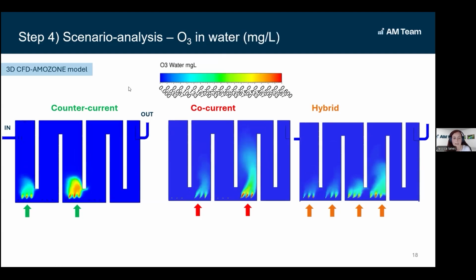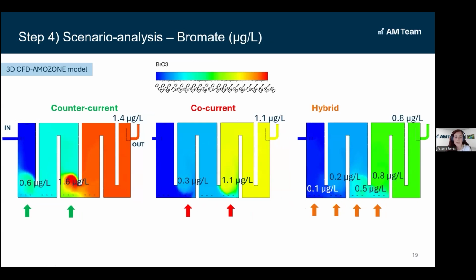Similarly, we can observe the same thing for the ozone concentration in the water. So with ozone, in the counter current and the co-current, we have the same behavior, with the ozone more pushed towards the bottom in the counter current configuration, while in the co-current it is more spread across the height of the reactor. And this actually results in a different impact on bromate formation, because due to this higher concentration of ozone in the counter current situation, we also have higher bromate formation due to these higher local concentrations.